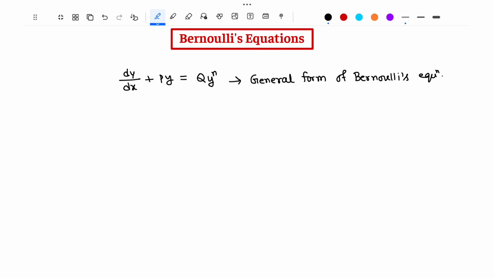Okay, so how to solve this type of equation? Remember, to solve Bernoulli's equation, first step is you cannot take any dependent variable on right hand side. I am repeating, in Bernoulli's equation, when you are solving the equation, you cannot take any dependent variable on right hand side. So obviously you have to divide by y to the power n to both sides of the equation. Yes or no? Okay, let's divide this equation by y to the power n.